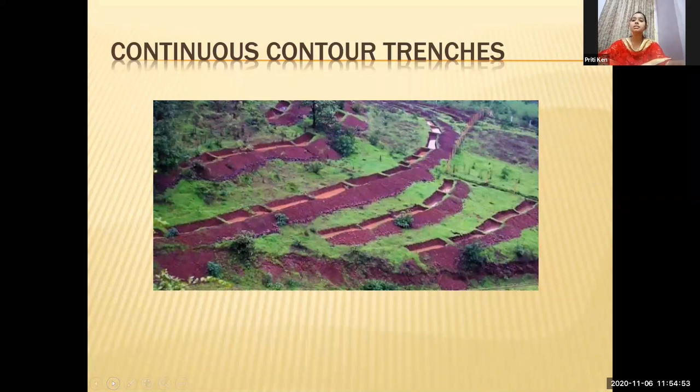Now see, continuous contour trenches. In your textbook it is given as CCT. The full form of CCT is continuous contour trenches. Now here you can see in this picture what continuous contour trenches are. Here it is a hilly region having a little slope, and then a small drain type thing is made. In that drain type thing, all the water which falls on this hill is collected in these small drains.